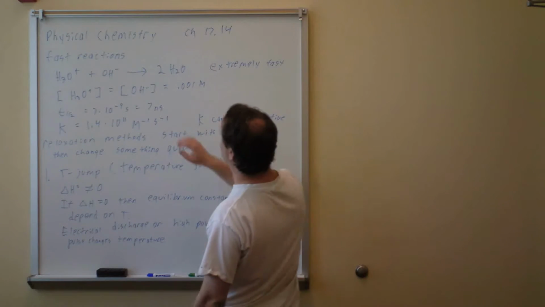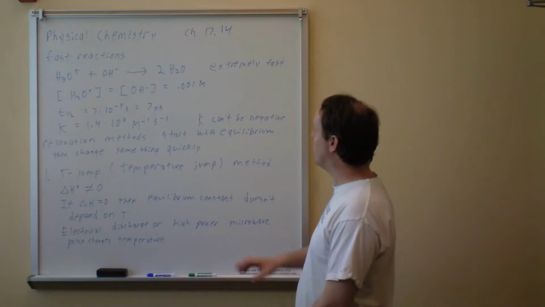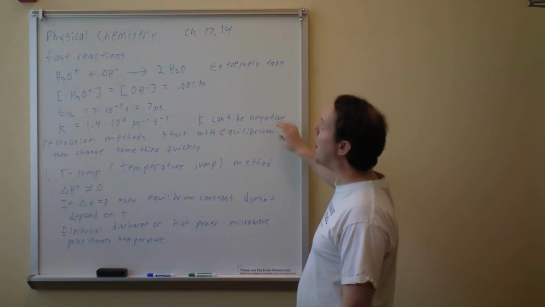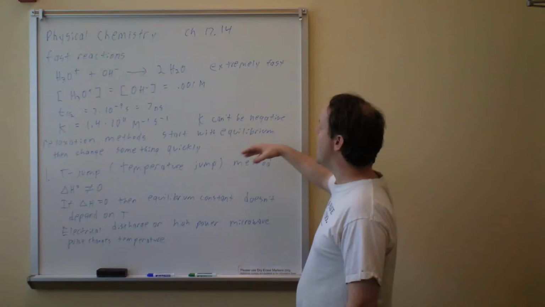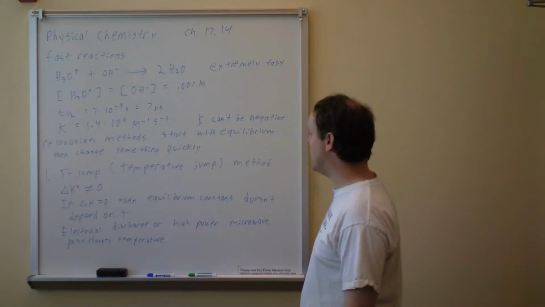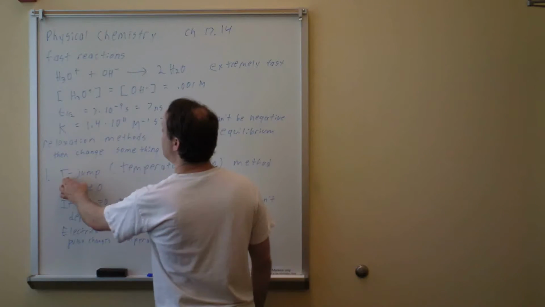Now, we're going to talk about relaxation methods. Relaxation methods is where you start with your system at equilibrium, and then you change something very quickly. One example is the T-jump method.